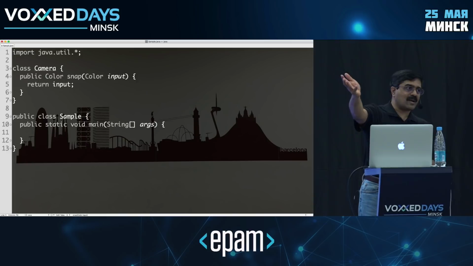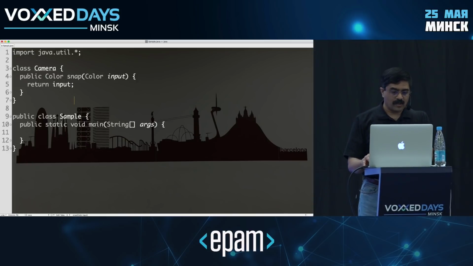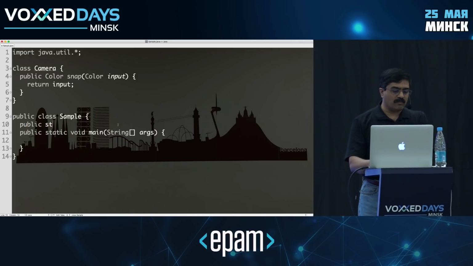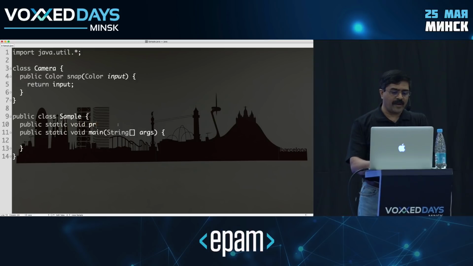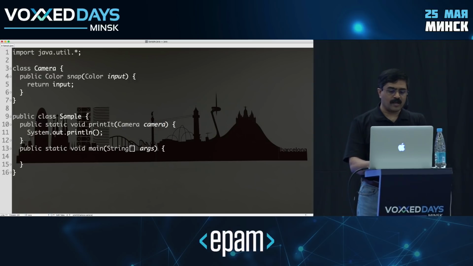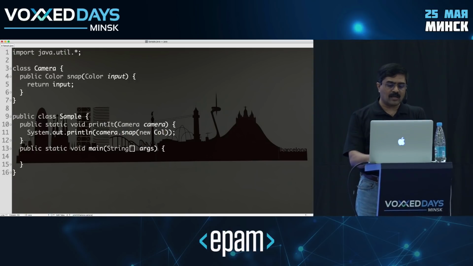So it just takes an input and returns that output. But let's go ahead and play with it. So public static, let's say, void printed. And the printed is going to take a camera. So we'll simply say camera. And all it's going to do is simply output, let's say, camera.snap. And it says new color. And in this case, we will pass to it 125, 125, and 125.